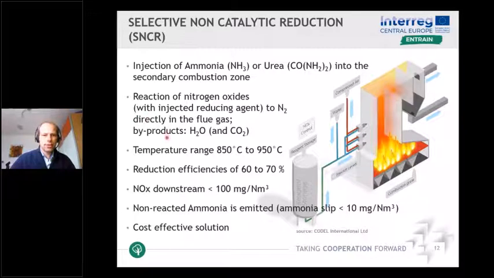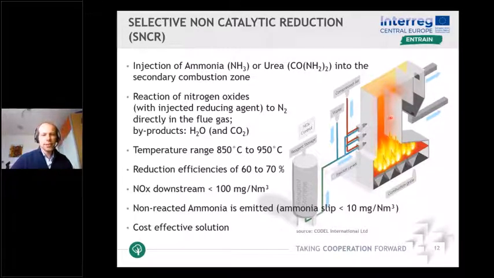And of course, there are also byproducts like water and CO2. This technology works in a temperature range of the flue gas of 850 to 950 degrees Celsius, so rather high temperatures, which are present in a secondary combustion zone.